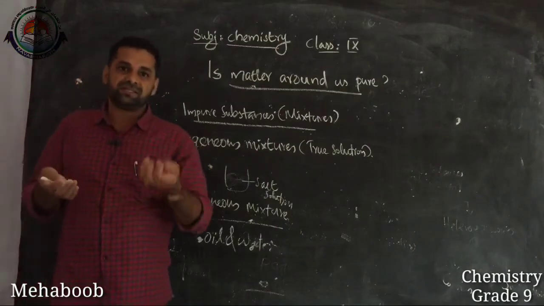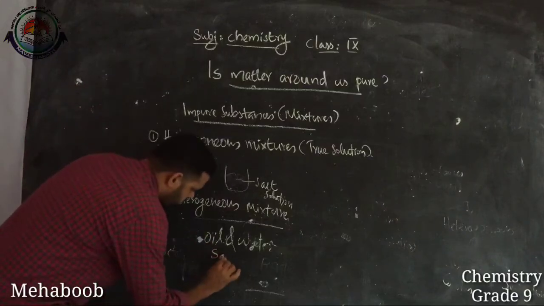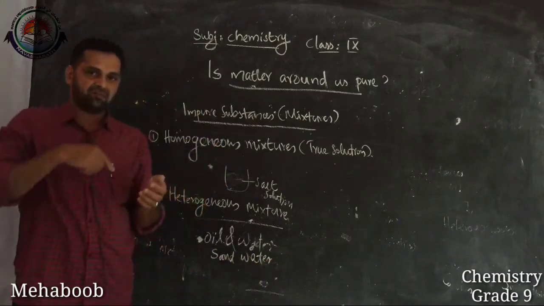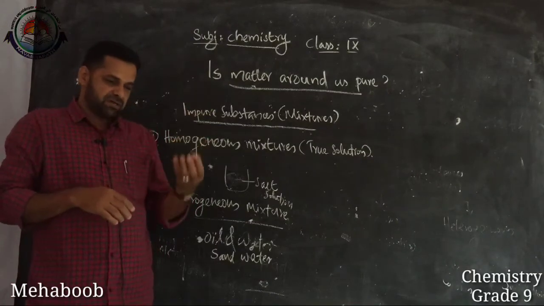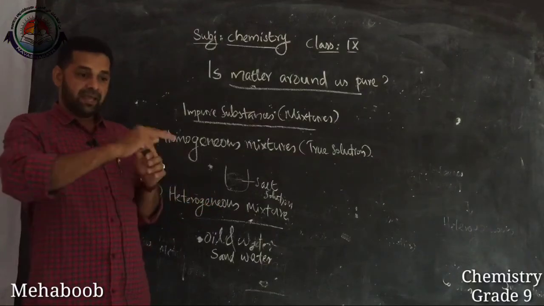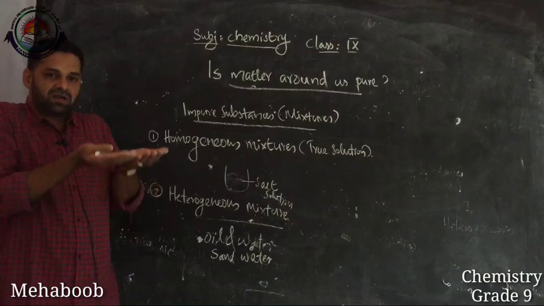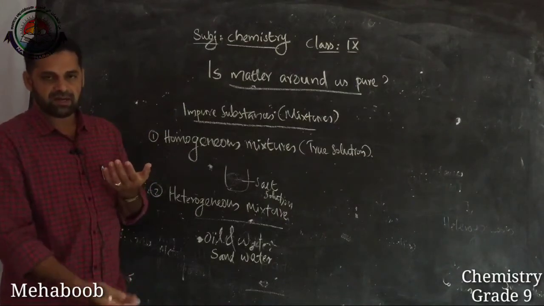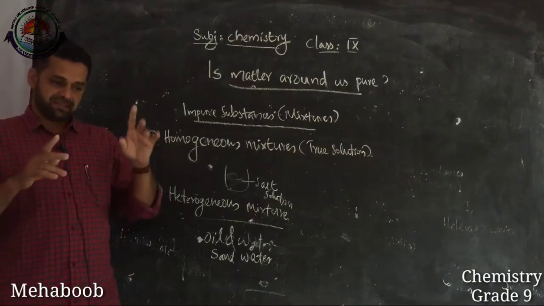And take another example: sand and water. Once we mix sand and water, and if we keep it for some time, we can see that all the sand particles will settle down, isn't it? So there is a visible boundary of separation. Water will be up and all the sand particles will be settling down at the bottom, isn't it? So this is called a boundary of separation, and that can be seen.